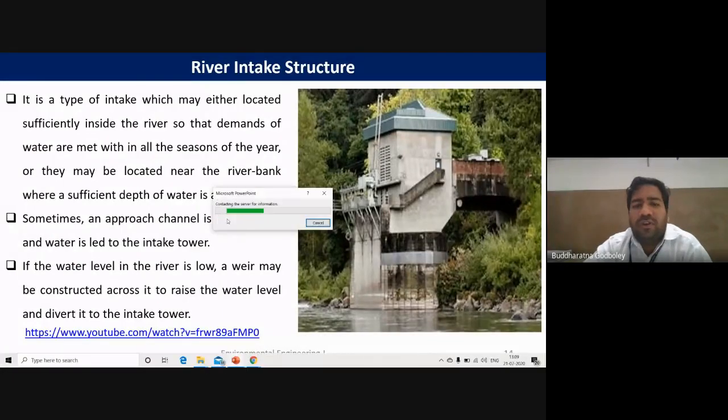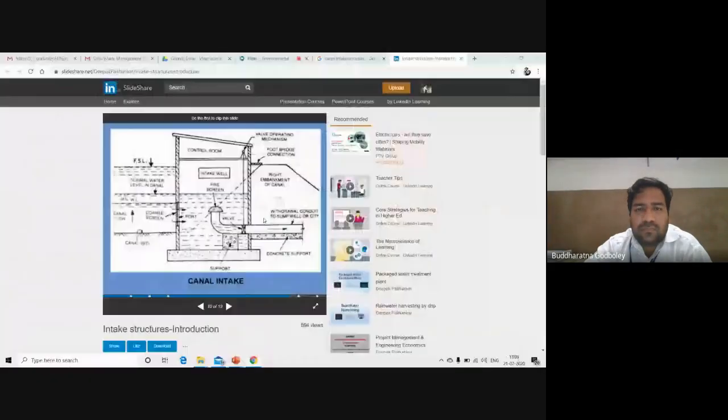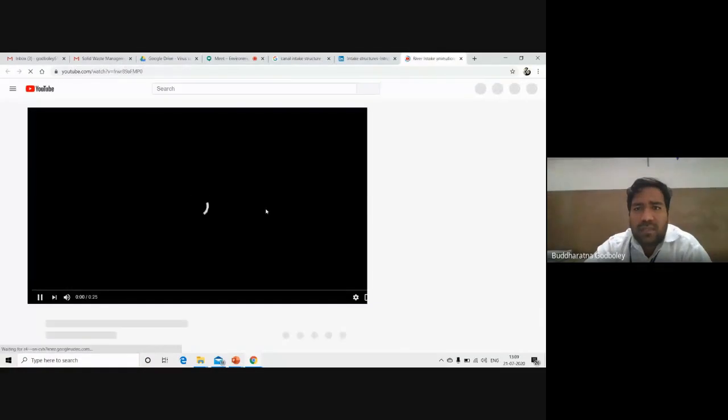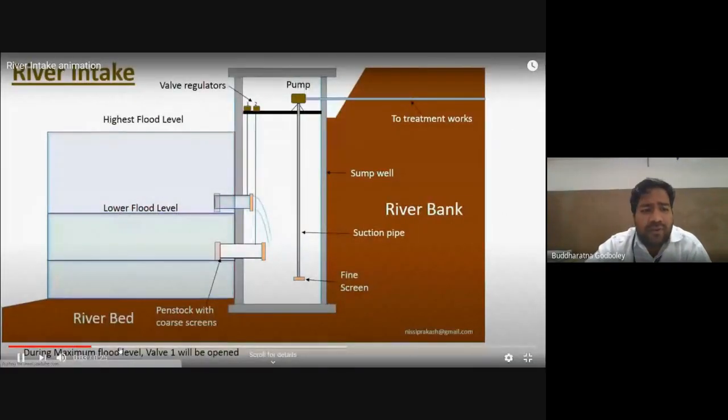Okay, I have a small video here to show how it works. If you see this diagram, are you able to see this? These are the valve regulators here. This is a pump here. Then a fine screen is provided. Then this is your suction pipe, and this is your sump well. So this is your river intake.